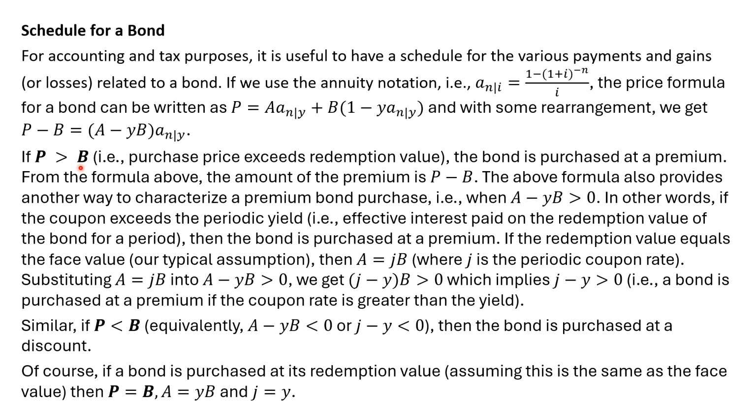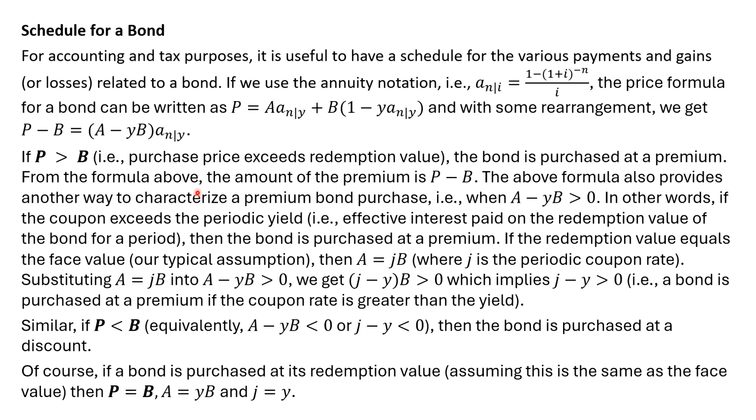that's purchasing a bond at a premium. But there are other ways of categorizing this. First of all, just note that the premium is P minus B. So you've paid $1,100 for a bond that has a $1,000 face value. The difference, $100, is the premium. It's basically a loss when you redeem the bond.